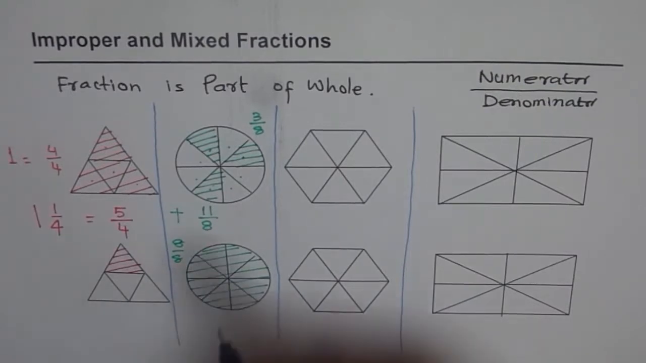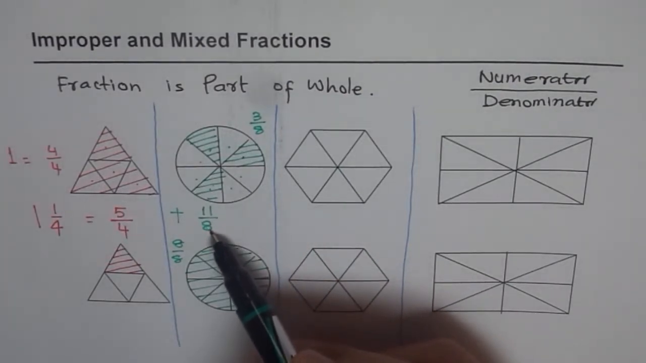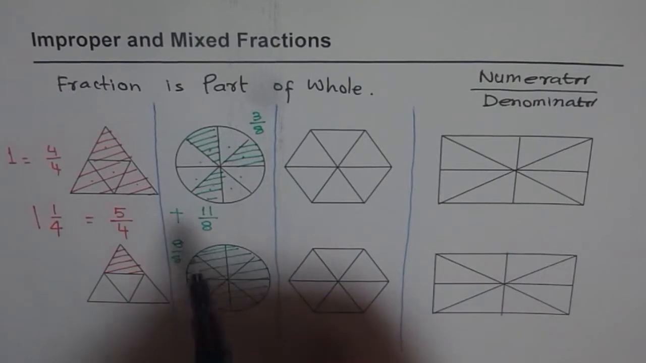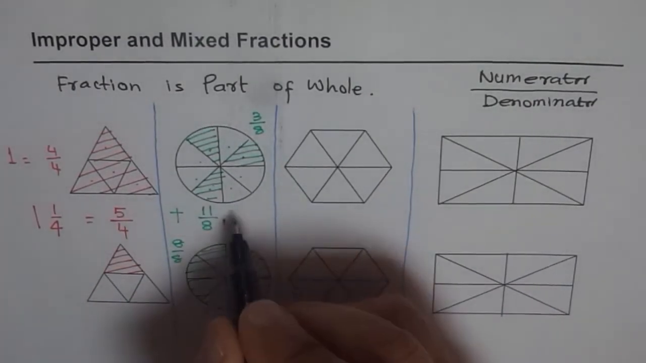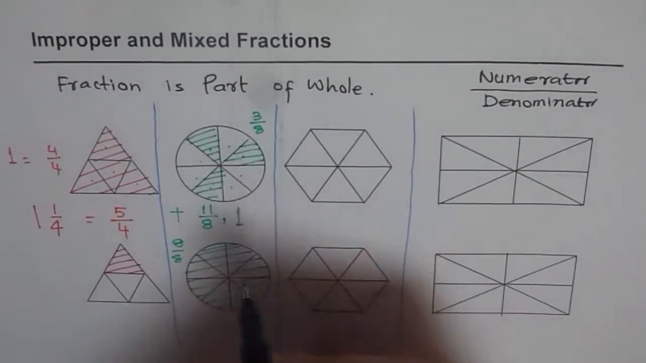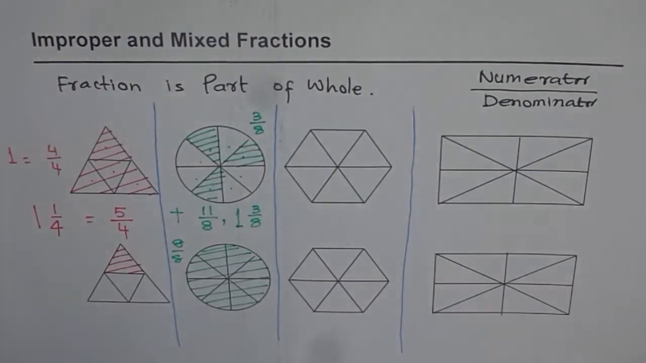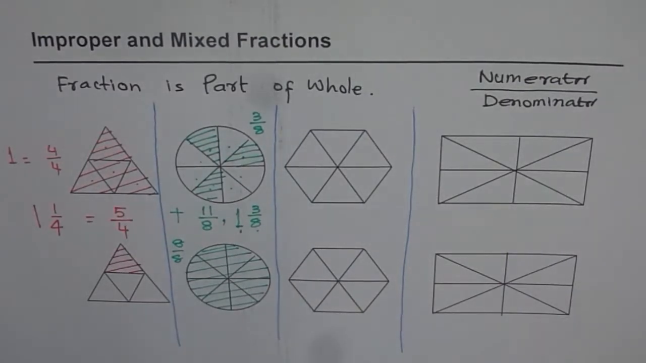Reality is that we are talking about 2 wholes, not 1. But when we write, we think about only 1. That is why we get into improper and mixed fractions. The other way of writing this is 1 whole and the fraction 3/8. And this way of writing is called mixed fractions, since we have mixed whole numbers with the fractions. I hope now the idea is absolutely clear to you, right?